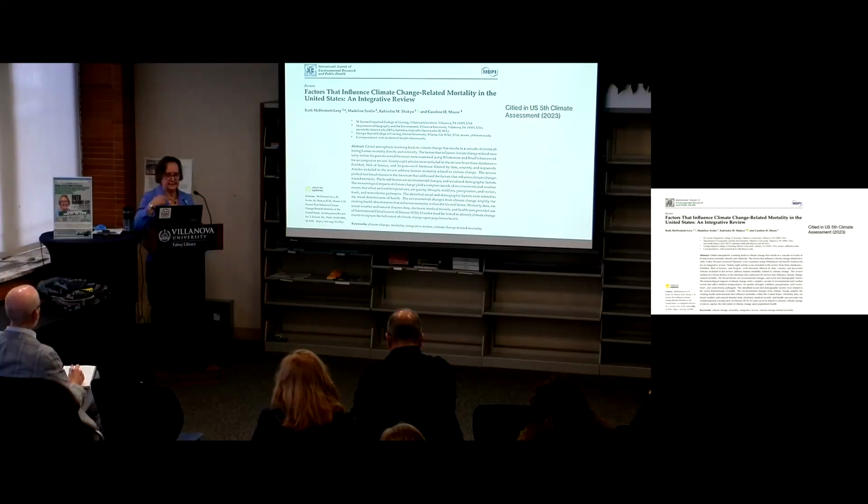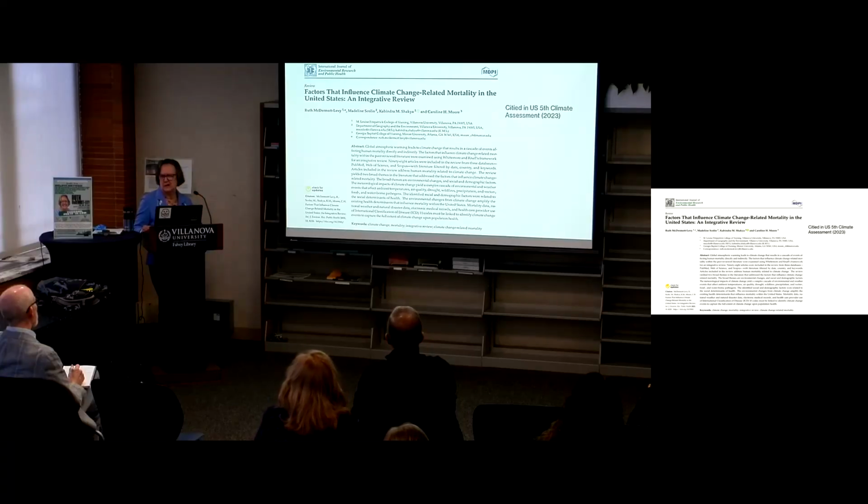And again, Cobbin was one of the authors, and an undergraduate, Madeline Scalio, who is now at Penn working on, I think, a master's in urban planning or something like that. And then Carolyn Moore, a PhD graduate from our College of Nursing, who's down at Mercer University. Caroline was not a believer in climate change until she started working with us. So one person at a time, we're moving along.